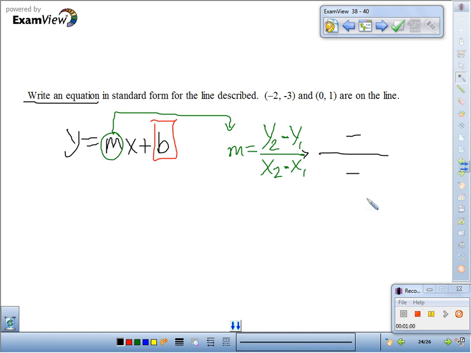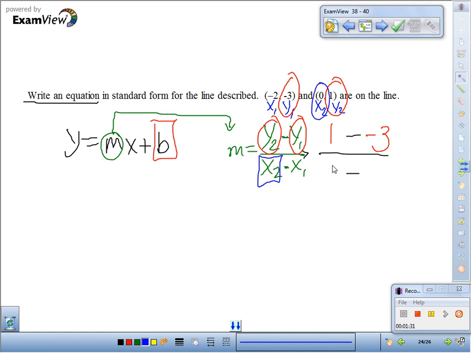Are we there so far? All right, so we need values here, which means I'm going to label my points: x sub 1, y sub 1, x sub 2, y sub 2. Let me begin with the numerator. What is y sub 2? Y sub 2 is 1. Y sub 1 is -3. Next, what is x sub 2? X sub 2 is 0, and x sub 1 is -2.